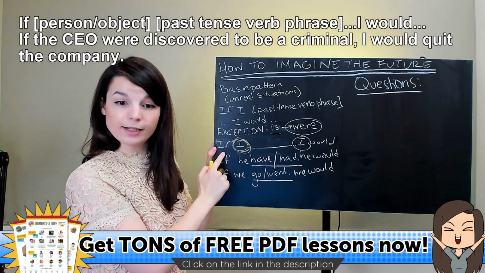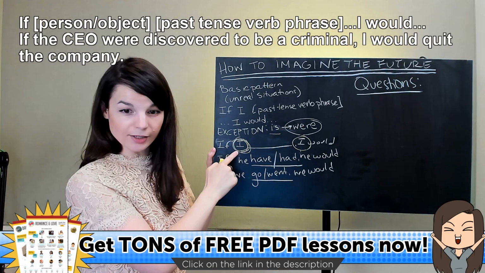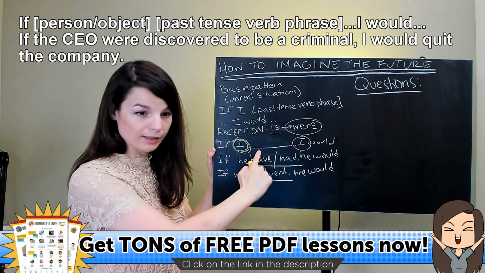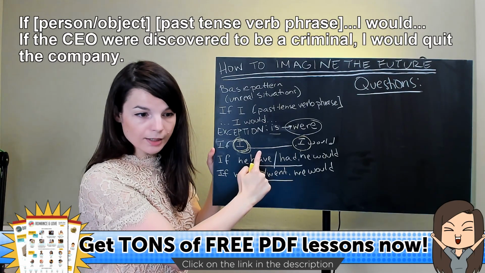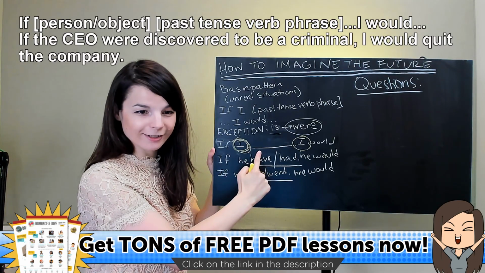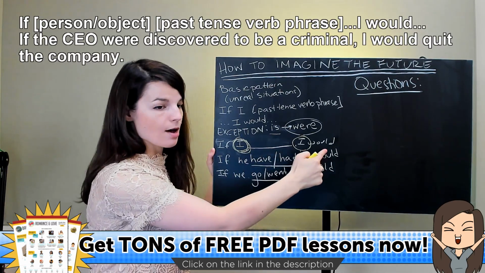If we look at this example though, where we have I in this position, and we need a past tense verb phrase right here. What do we use? We talked about it earlier. Send it in the chat. What do you think the answer is? If I, blah, blah, blah, I would.